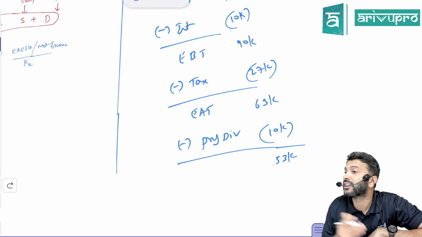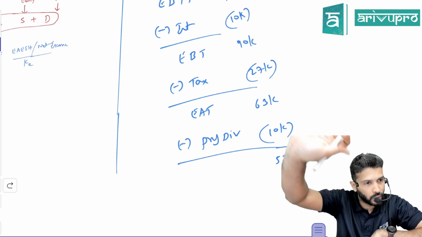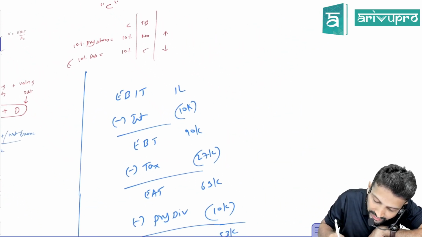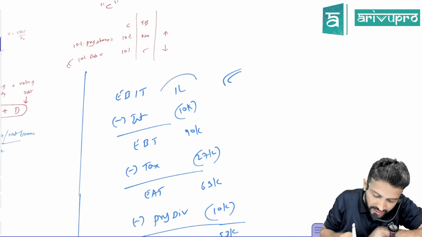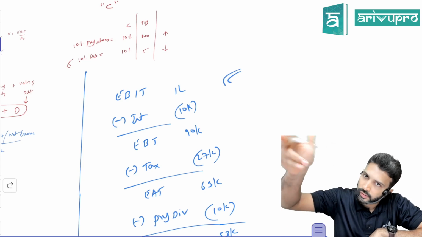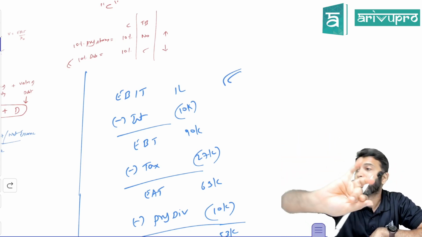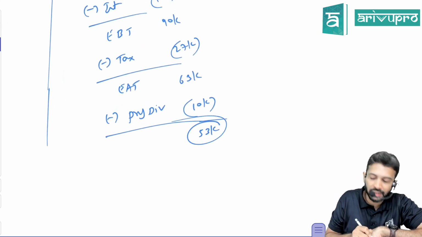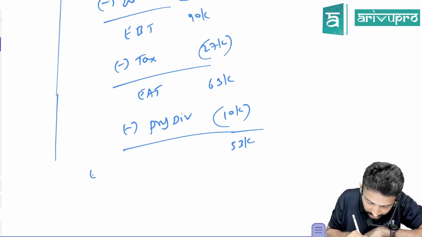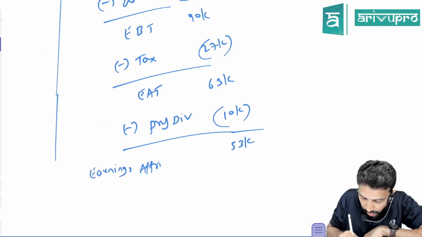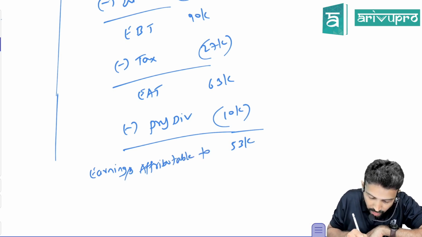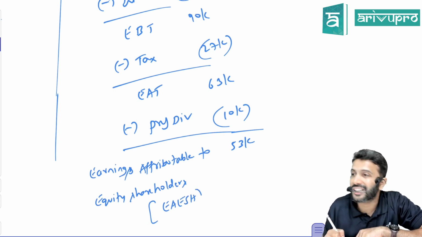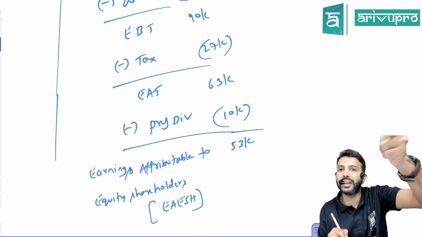This 53,000 is available to whom? Equity shareholders. S means market value of equity. Now, can you pay equity dividend directly from EBIT? No. First deduct interest, then pay tax, then pay preference dividend. Then only, if the company wants, they can pay equity dividend. In this, 53,000 is available for equity dividend. We call it earnings attributable or earnings available to equity shareholders. In AS 20 terminology, we used to call it EASH, earnings attributable to equity shareholders.